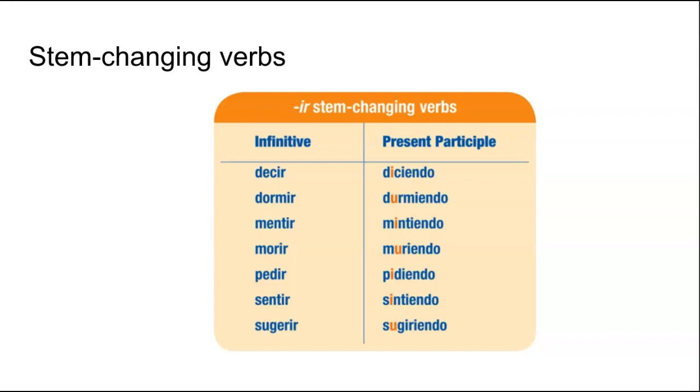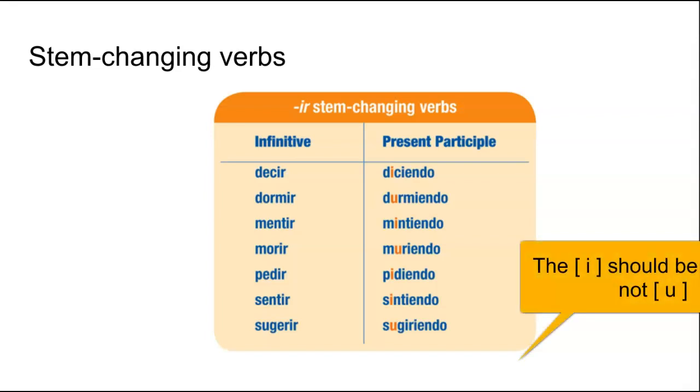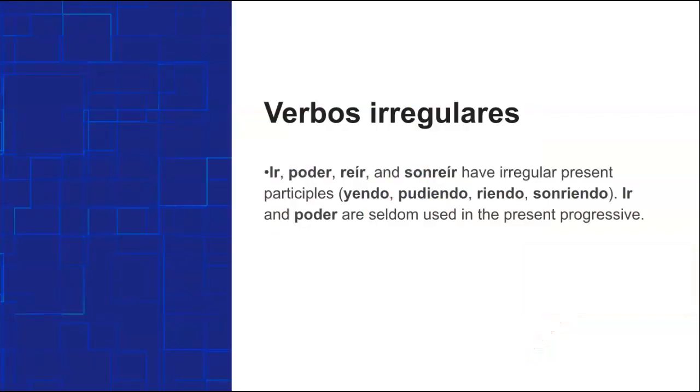Sentir, sintiendo. Sugerir, sugiriendo. Now, note, this example comes from your book, and this is actually incorrect. The U obviously doesn't change. This E changes to an I there. So, sugerir, sugiriendo. The verbs ir, poder, reír, and sonreír also have irregular present participles. Ir is yendo, poder is pudiendo, reír is riendo, sonreír, sonriendo. But ir and poder are seldom used in the present progressive.